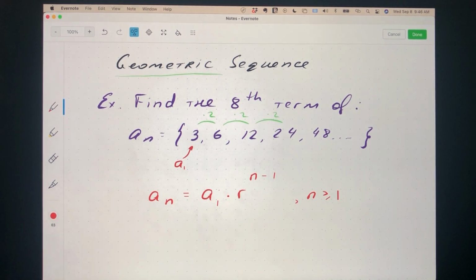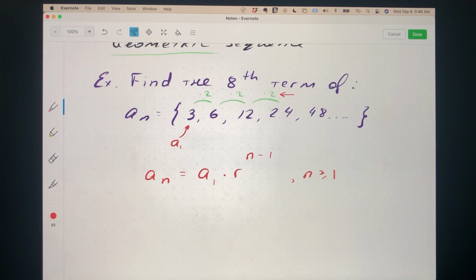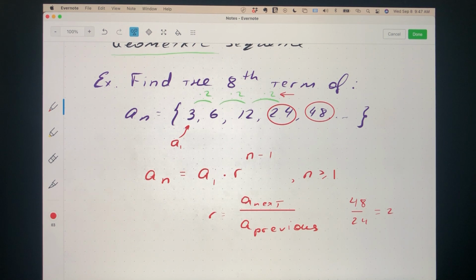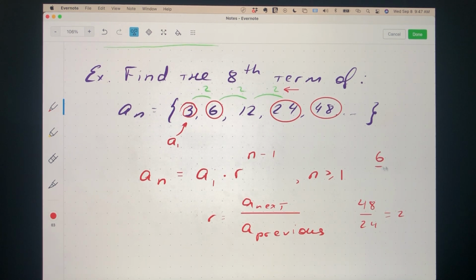What is ratio? Ratio is exactly the number we're using to multiply to get from one to the next. And the ratio is simply the next term divided by the previous term. So if we take any two numbers, let's say 48, that's the next term, divided by the previous 24, that comes out to be 2. And if we do this for any two numbers that are next to each other, 6 is the next term, divided by the previous, the 3, that comes out to be 2 as well. If that ratio is always the same, then we have a geometric sequence.